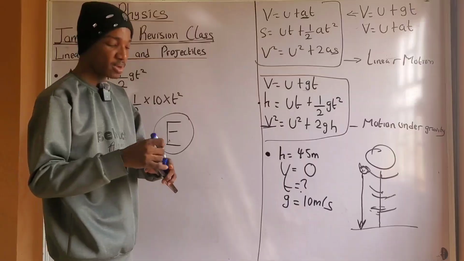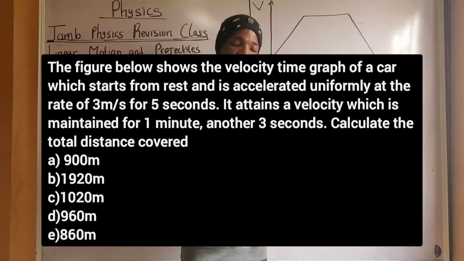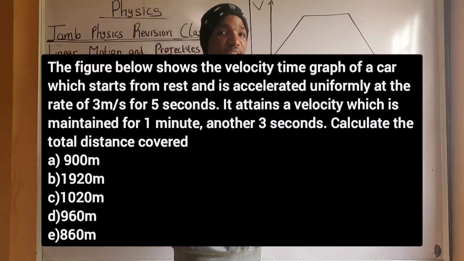The figure below shows the velocity time graph of a car which starts from rest and is accelerated uniformly at the rate of 3 meters per second squared for 5 seconds. It attains a velocity which is maintained for 1 minute, then another 3 seconds. Calculate the total distance covered. A, 900 meters. B, 1,920 meters. C, 1,020 meters. D, 960 meters. E, 860 meters.